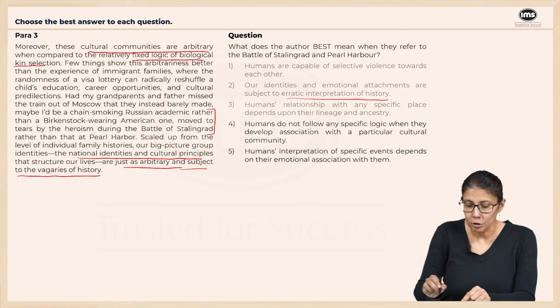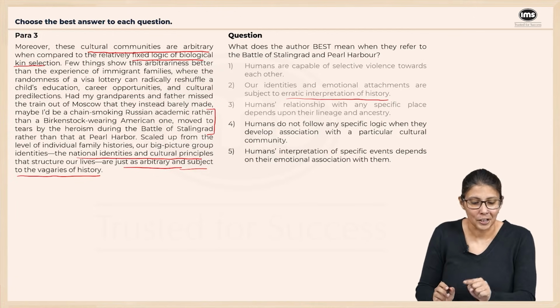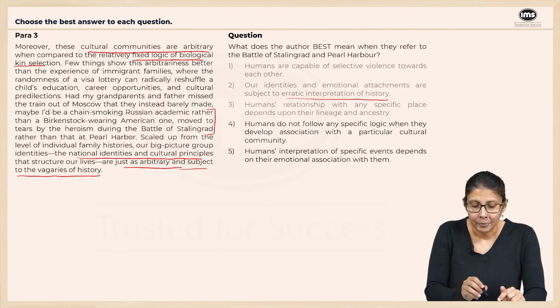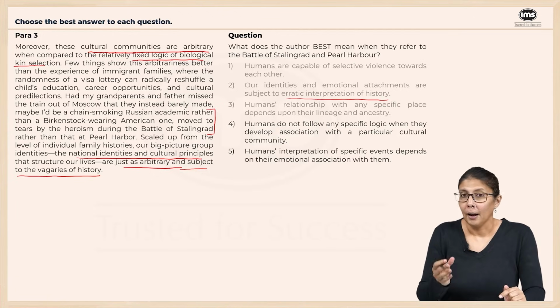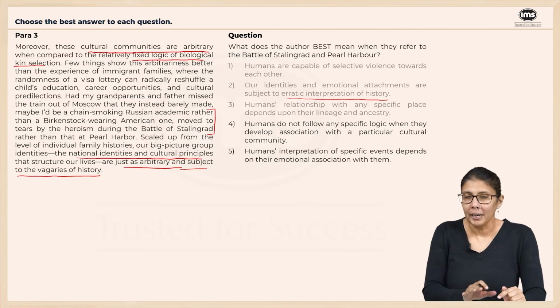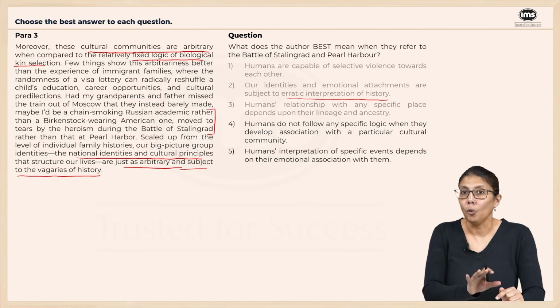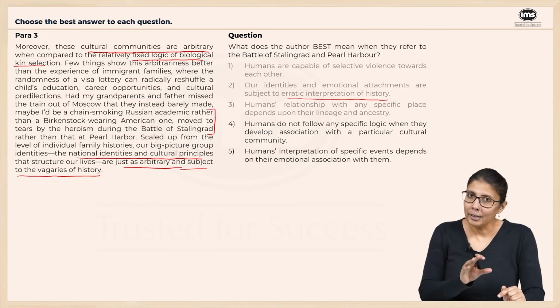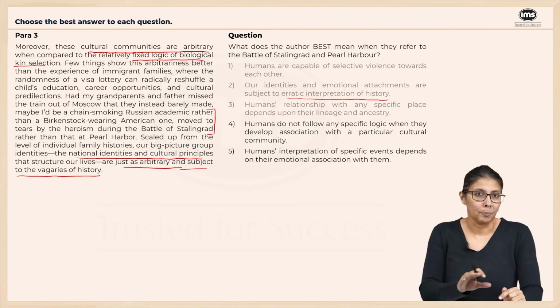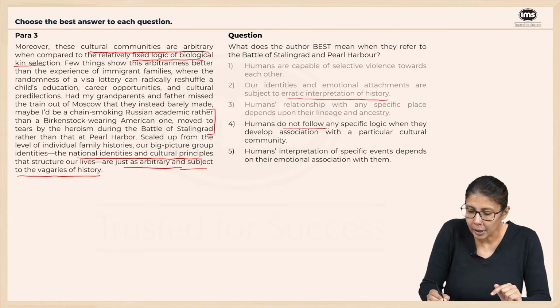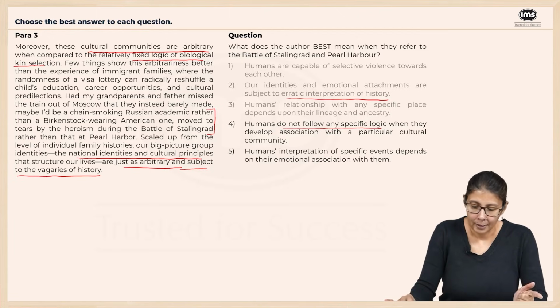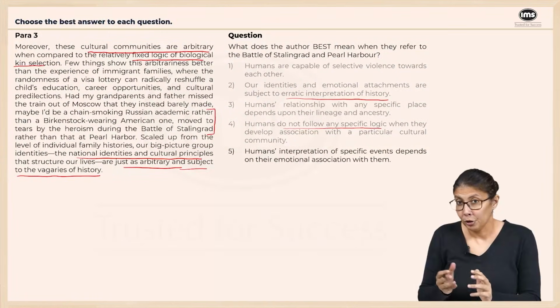The fourth one, humans do not follow any specific logic when they develop association with a particular cultural community. Now, if you look at the first line, it tries to say that our cultural communities are arbitrary. From that, yes, we might say, okay, arbitrary means it's illogical. But that's not true. You have to interpret this paragraph in the context of the overall passage. We are trying to say that there is a logic to our group identification, but that logic is cultural, it is not biological. So when we say that humans do not follow any specific logic, that's not true. Let's eliminate 4. Now option 5 is the only one left, right?